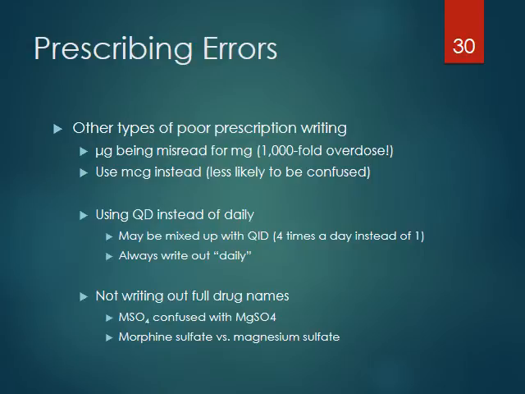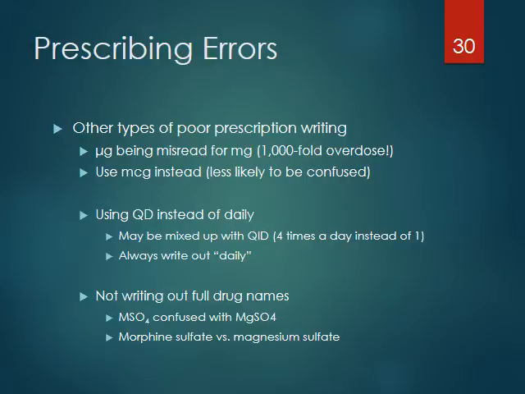Here we have microgram being represented. It really could be misread in some cases as milligram, which could be a 1,000-fold overdose. So again, use MCG as a way to abbreviate microgram, less likely to be confused in that case. Lots of problems of QD being used and being misread instead of using the word daily. So QD could be potentially mixed up with QID, which means they'll be getting medication 4 times a day instead of 1. So we always recommend writing out the word daily.